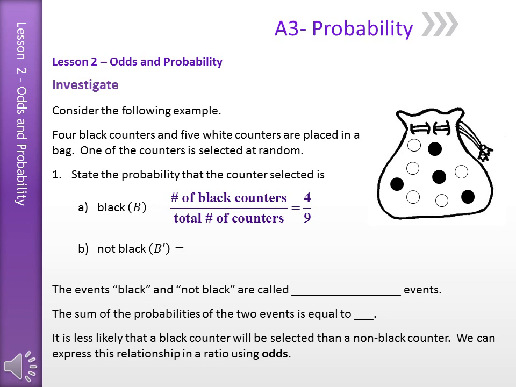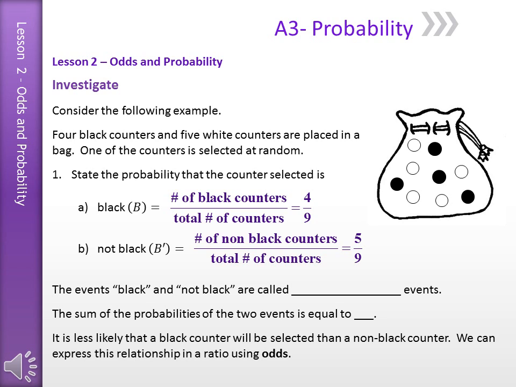For B, the probability of not black. So this would be the number of non-black counters divided by the total number of counters. So we've got 5 that are not black, which are the white ones, over the 9 in total, so we have 5 over 9.